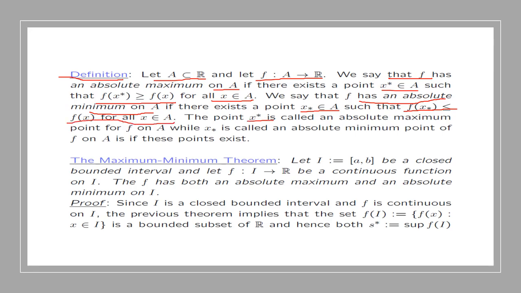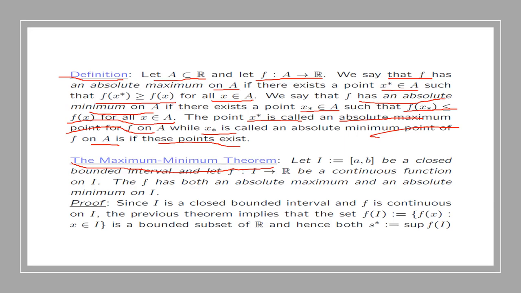The point x star is called an absolute maximum point for f on A, while the point x star down is called an absolute minimum point for f on A, if these two points exist. Now, x star and x star down may or may not exist. So we are not saying that they always exist. Now let's look at what we call the maximum-minimum theorem.